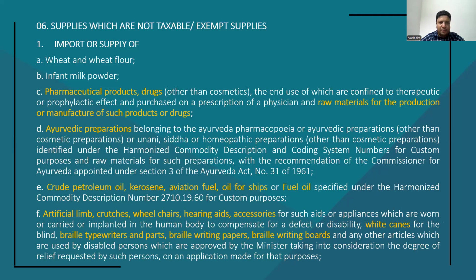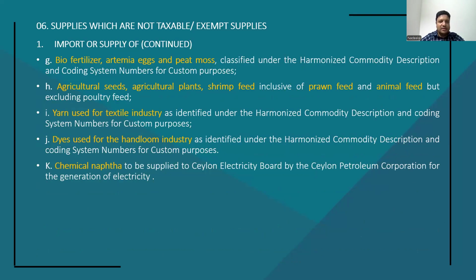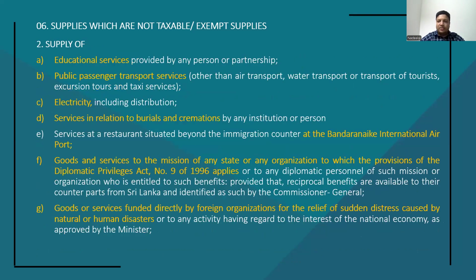So under import or supply category, we have wheat and wheat flour, infant milk powder, pharmaceutical products, drugs, Ayurvedic preparations, crude petroleum oil, we have loan lease. Then we have supply category: education services, public passenger transport services, electricity, services in relation to burials and cremations.